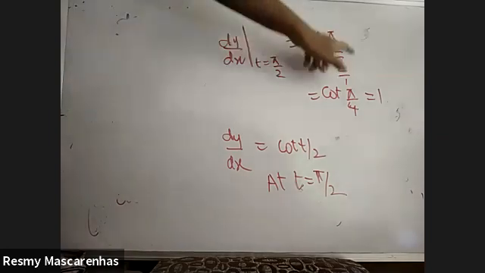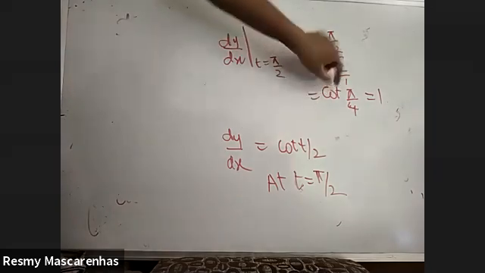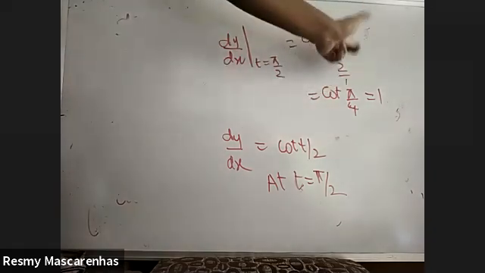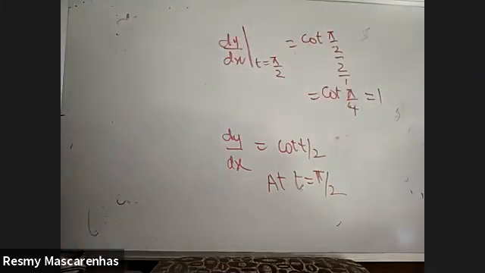Don't cancel this 2 and 2. You cannot directly cancel. Only alternate you can cancel. So this will become reverse and become 1 by 2. 2 into 2 will become 4. That would give you cot 45, which is 1.